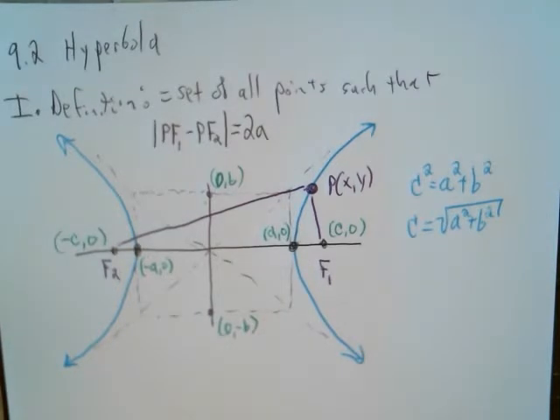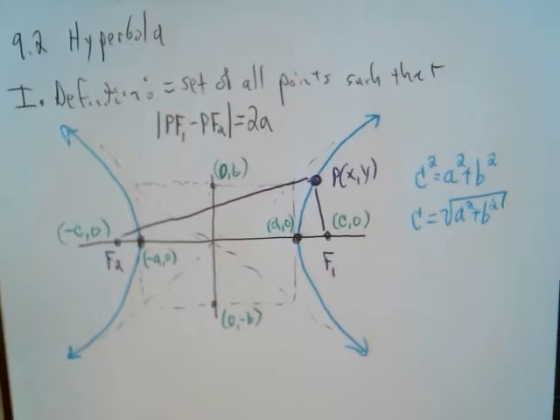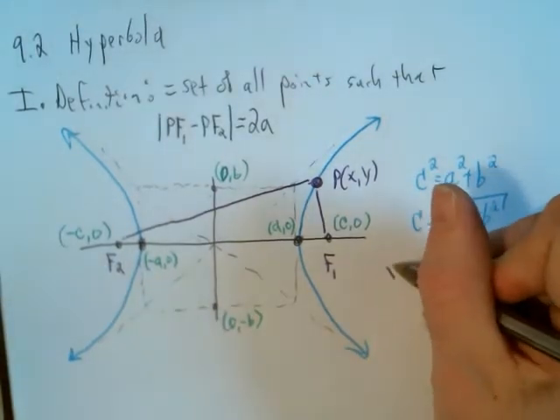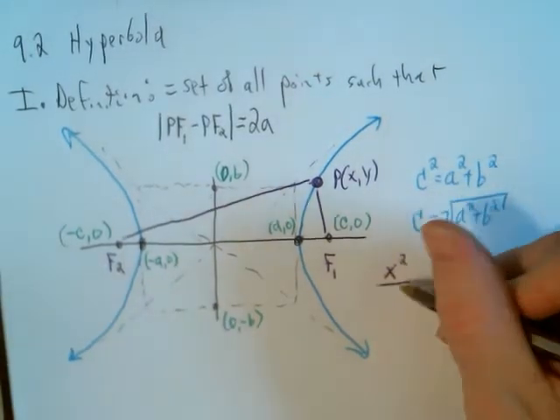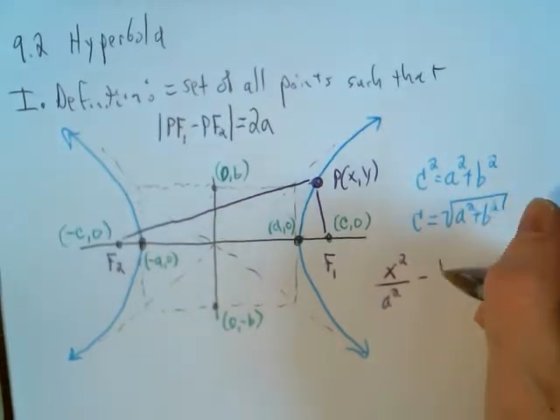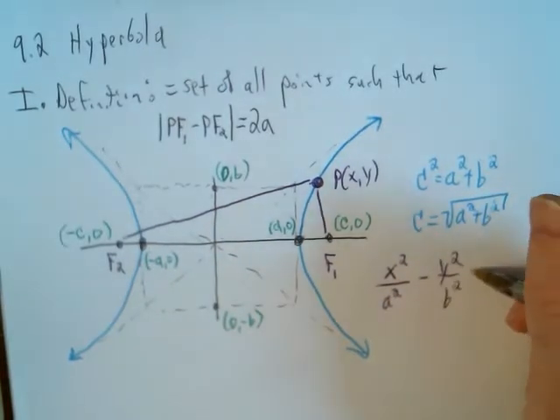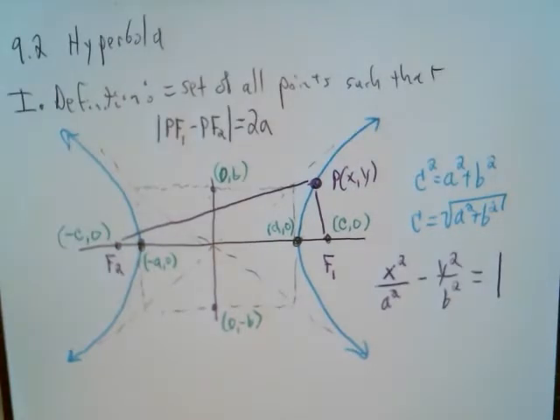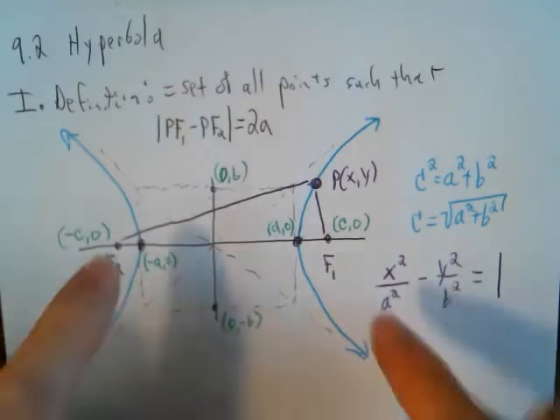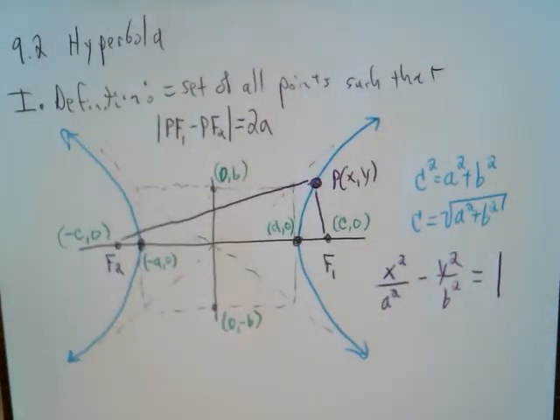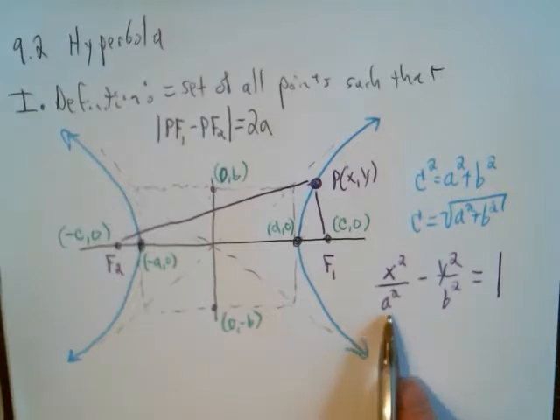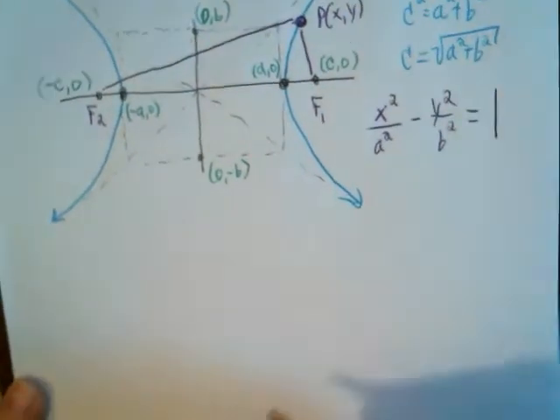Okay. What else? Well, the formula looks just like the formula from the ellipse, except there's a minus sign in there. So the formula for this orientation is x squared over a squared minus y squared over b squared equals 1. We can also have orientations where the branches are on the y-axis. And in that case, the y squared term will be positive. So let's just consider that for a second.